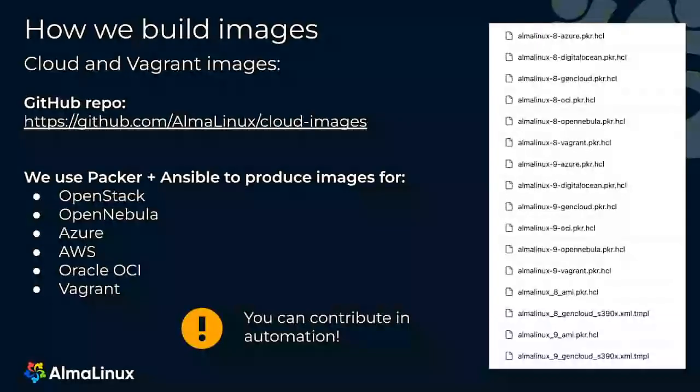Cloud and Vagrant images. We build a lot of them: OpenStack, OpenNebula, Azure, AWS, Oracle. We don't build GCP ourselves because Google does that themselves, thanks to them. And Vagrant boxes for plenty of virtualization types and architectures. We provide Vagrant boxes for Apple Silicon Macs to run on VMware Fusion, Parallels, and so on.